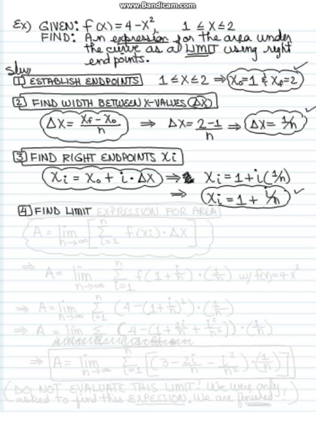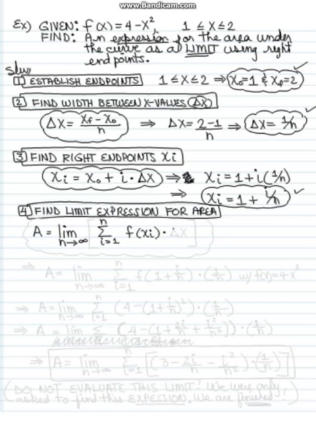Step 4, now we're going to find the limit expression for the area, which is what they asked us to find. To do that, we're going to use this Riemann sum idea from note 100 for the right endpoints that we're using. A equals the limit as the number of rectangles approaches infinity of the sum, with the index starting at 1 and going to n, the number of rectangles, of the function evaluated at x sub i times the width delta x.